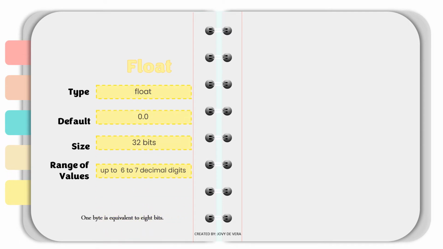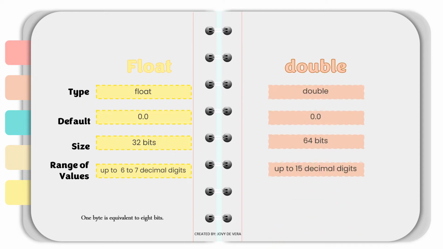Okay, for float data type, the default value is 0.0. The size is 32 bits. Range of values, it holds decimal number up to 6 to 7 decimal digits. For double data type, the default value is 0.0. The size is 64 bits. For the range of values, it holds decimal number up to 15 digits.